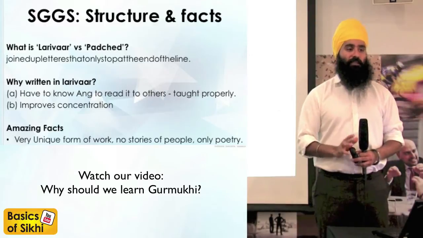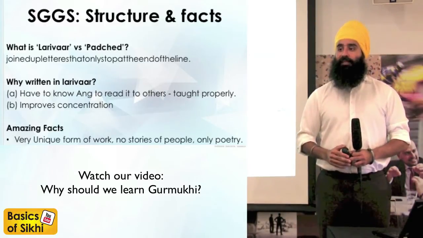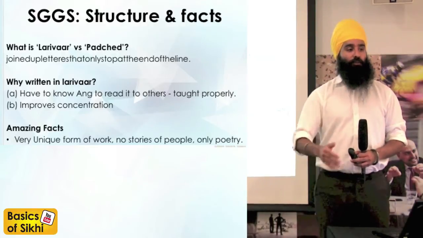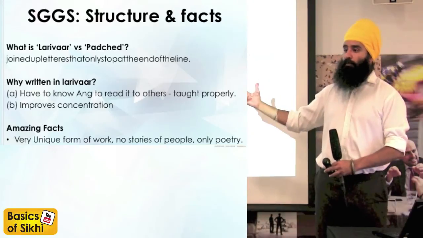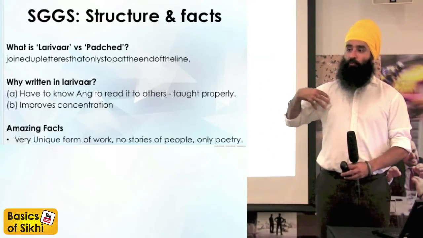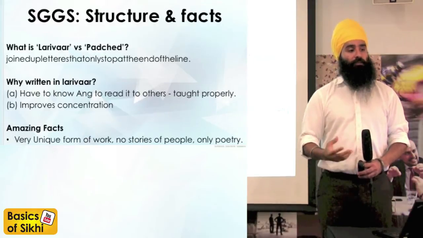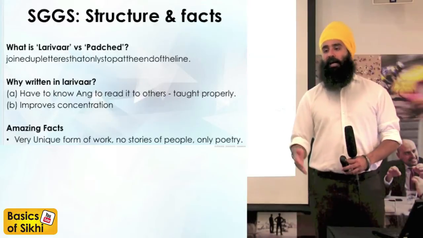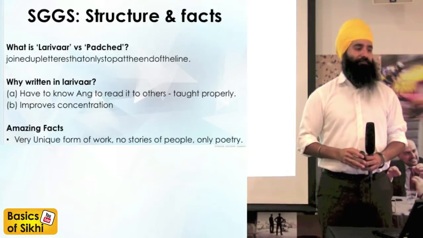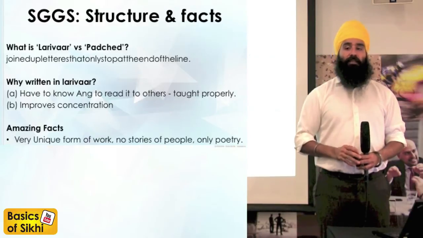Now, here's another reason. Bani is Guru. It's not just a text. It is your Guru. How can you become a Gurmukh? The aim of Sikhi is to become a Gurmukh. Agreed? Sikhi is trying to get to what a Gurmukh is. Gurmukh means the mouth of the Guru. Literally, facing the Guru, the mouth of the Guru. If we can't read Gurmukhi, how can you become a Gurmukh? Very hard, isn't it?